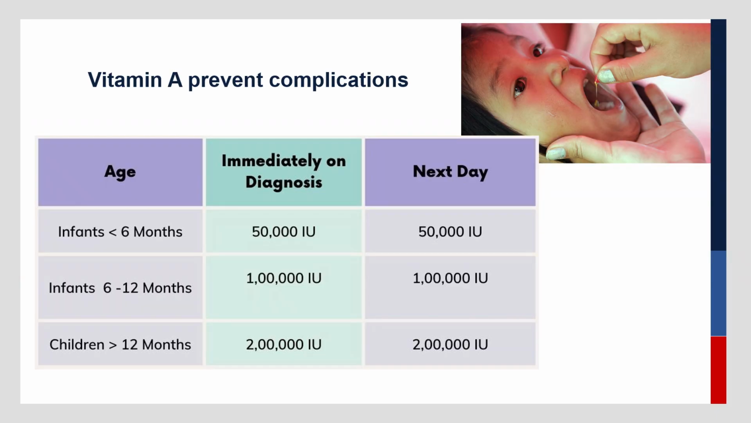Vitamin A is very important because it prevents eye complications and blindness. And now, what is the dose? This is the dose of vitamin A. You're going to give 2 doses: when the child comes to you, immediately on diagnosis, and 1 dose the next day. Less than 6 months, 50,000 international units, day 1, day 2. A child who's 6 to 12 months, 100,000 units on day 1 and day 2. And if the child is more than 12 months old, then 200,000 international units on day 1 and the next day.